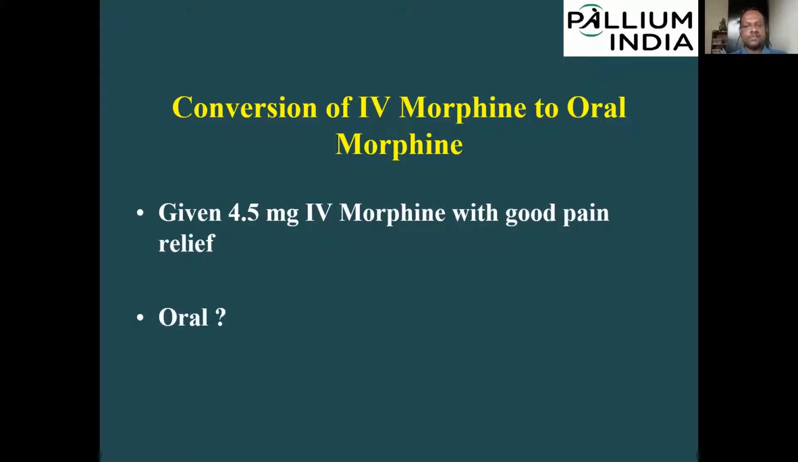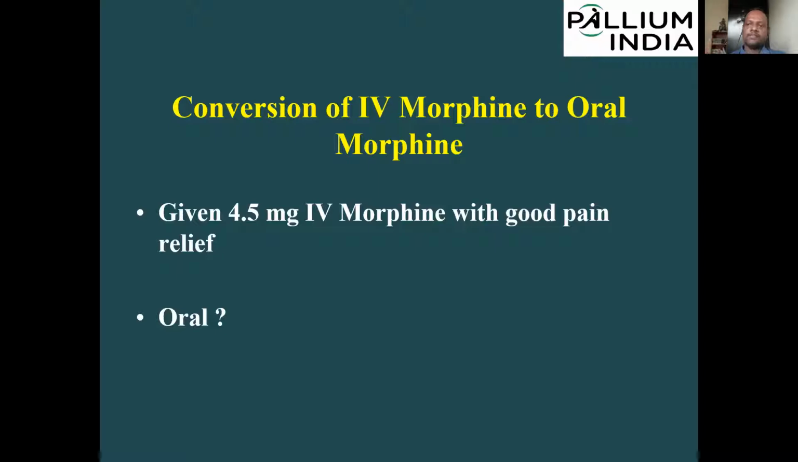So this patient received 4.5 milligram of IV morphine, and he has very good pain relief. Now we have to send the patient home, so we have to convert the IV morphine to oral morphine. Okay, so how will you convert? What is the conversion ratio? Sir, 1:3. Dr. Mohit is correct in a way. What we have to understand is when the patient is on IV morphine continuously for at least 24 hours, that's the time for the morphine blood level to stabilize. In such instances, you can convert with a factor of 3.